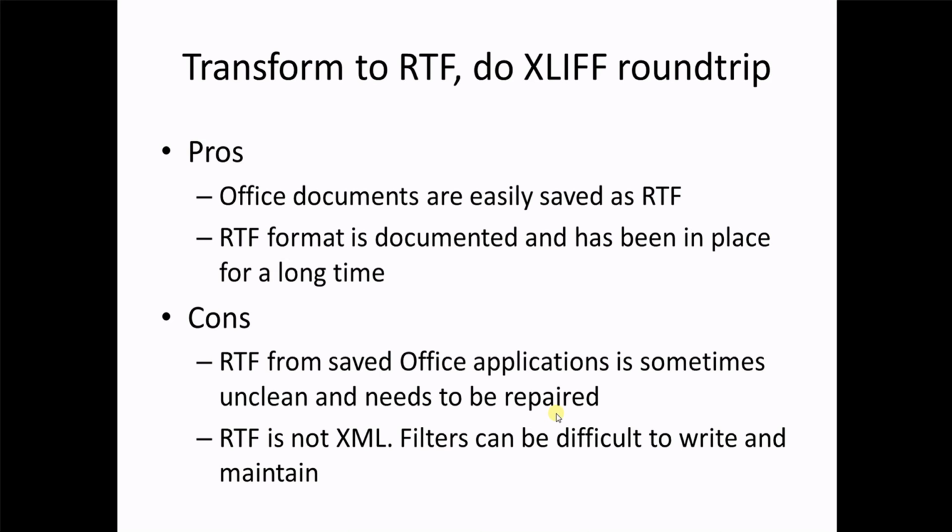So the next option is to transform to RTF and then do the XLIFF round trip. The pros: Office documents are easily saved as RTF. RTF format is documented and has been around for a long time. On the negative side, RTF from saved Office applications is sometimes unclean and needs to be repaired. RTF is not XML, therefore filters can be difficult to write and maintain.